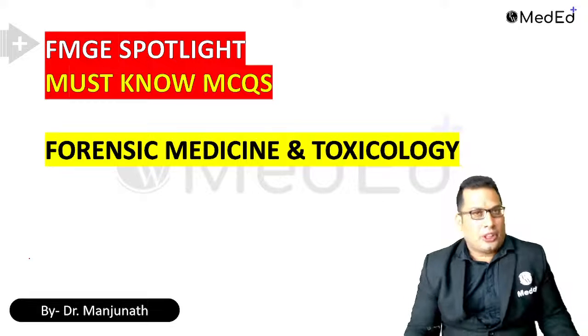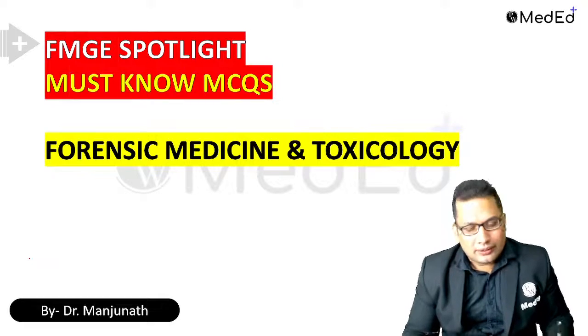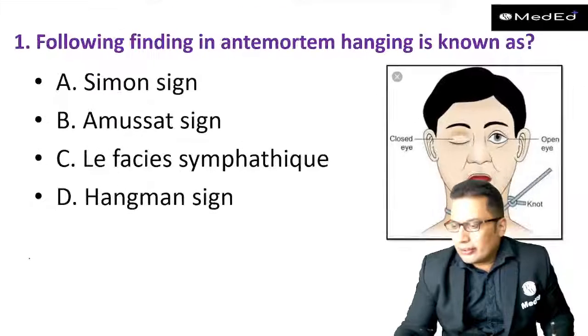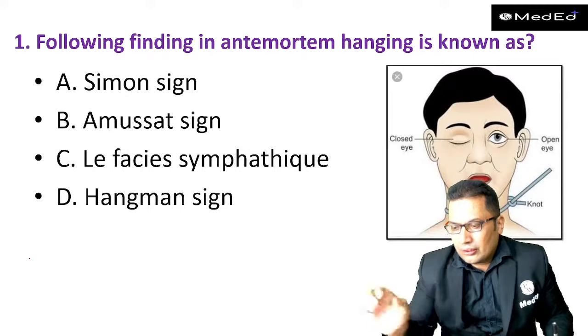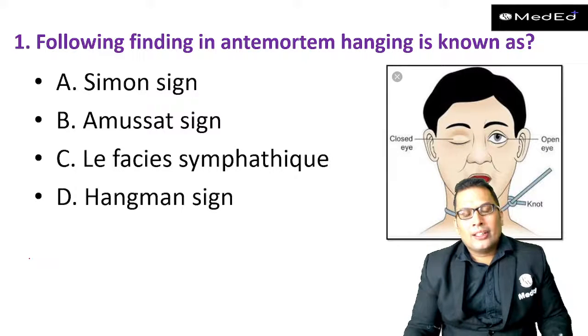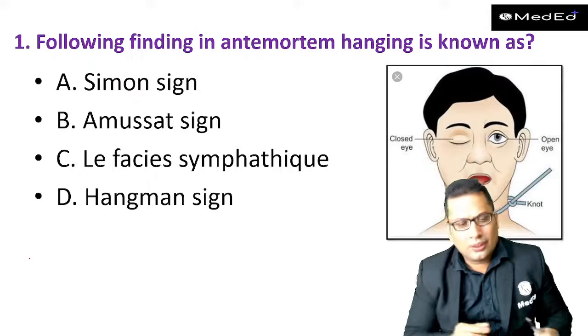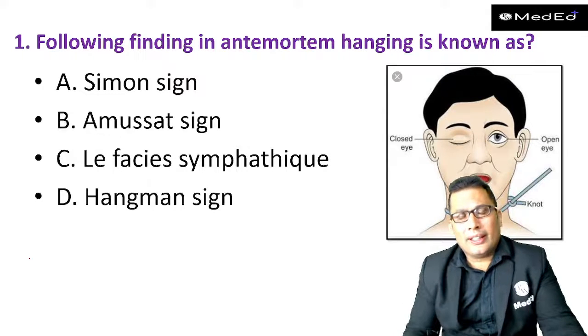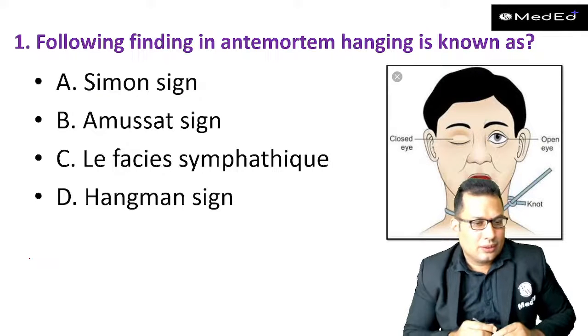Let's start with question number 1. You need to answer each question. At the end, we'll have a discussion about the explanation. Question number 1 is related to hanging. The following finding in ante-mortem hanging is known as.